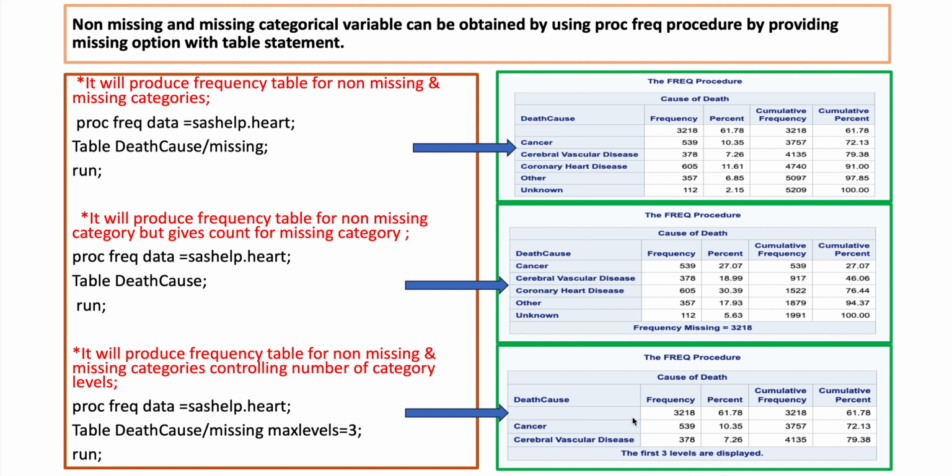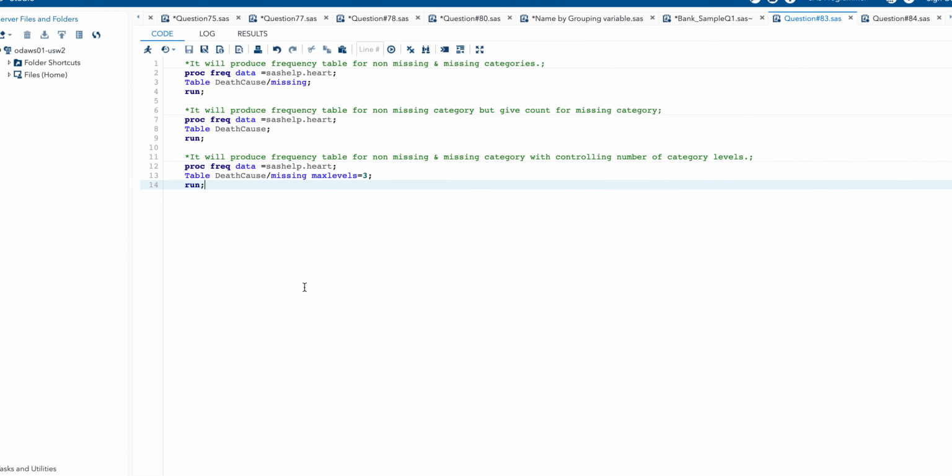If we run the same set of code in the SAS window, we will get exactly the same result. Let me go to the SAS window and run the same set of code. This is the SAS window. It has 3 sets of code. First, it will produce a frequency table for non-missing and missing categories. Second, it will produce a frequency table for the non-missing category, but give the count for the missing category. And third, it will produce a frequency table for non-missing and missing categories with controlling the number of category labels. Let me run the 3 sets of code at the same time and observe the result.